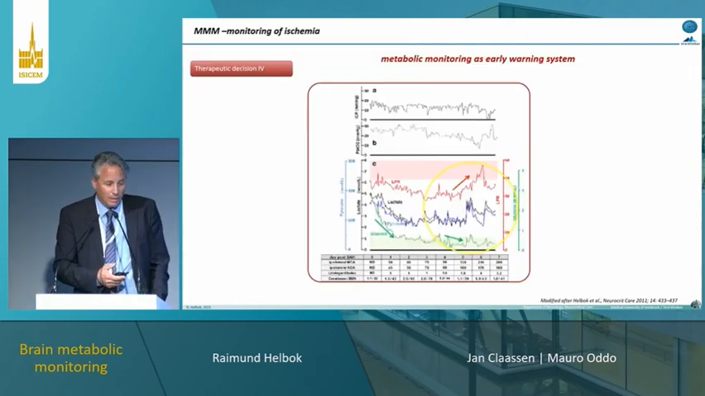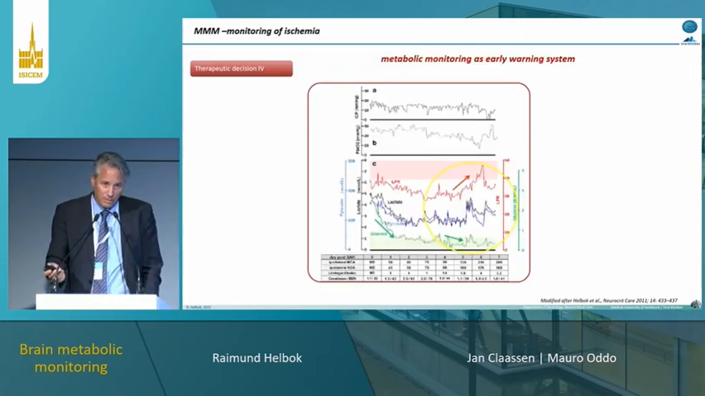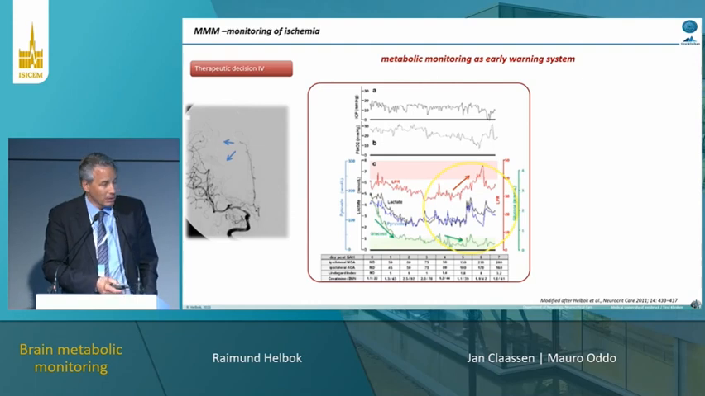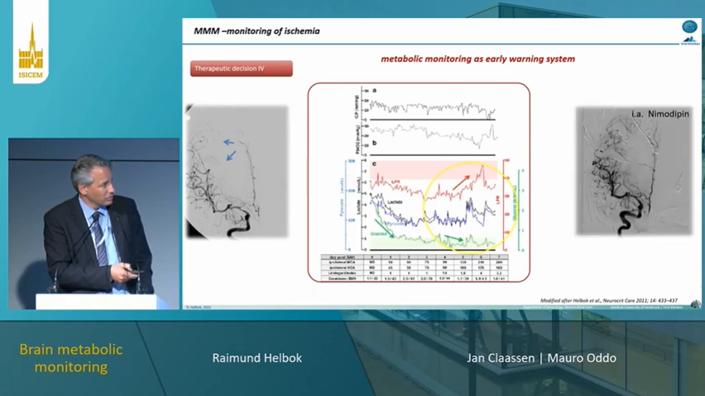That's a very simplistic model, and this is a patient just as proof of concept. You can see the oxygen monitoring here, and the decrease in brain tissue oxygen tension measured by an invasive method, and the metabolic information with an increase in lactate-pyruvate ratio and a decrease in glucose concentration, which is evident for vasospasm. And that's what we've seen in the angiograms: severe vasospasm.